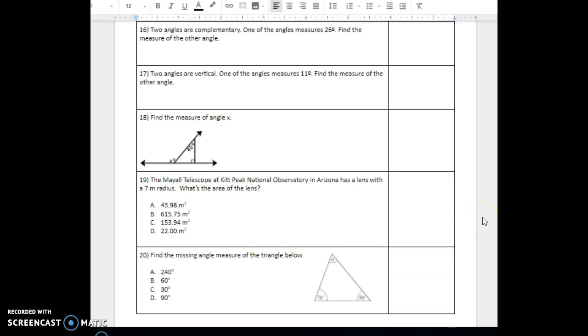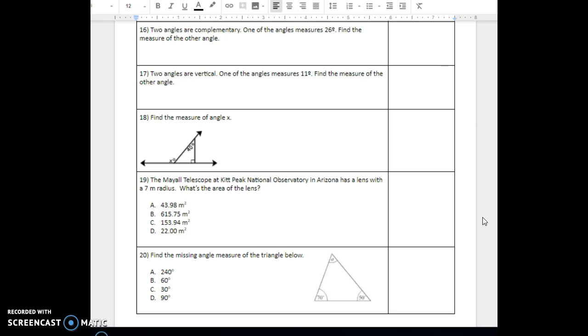Question 16. Two angles are complementary. One of the angles measures 26 degrees. Find the measure of the other angle. Question 17. Two angles are vertical. One of the angles measures 11 degrees. Find the measure of the other angle. Question 18. Find the measure of angle X.